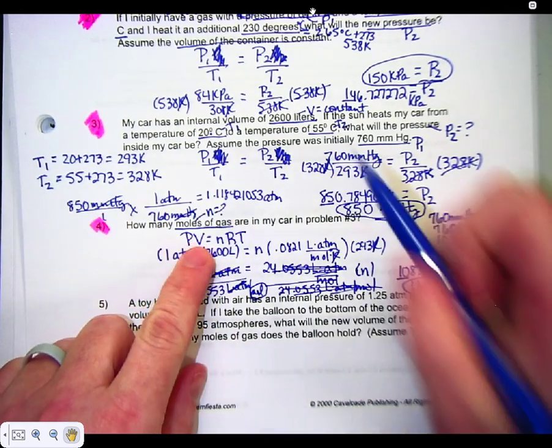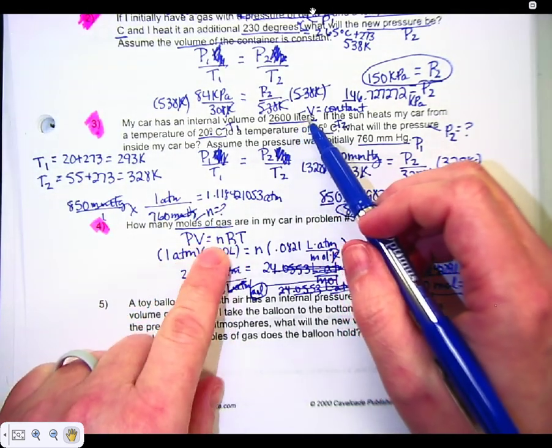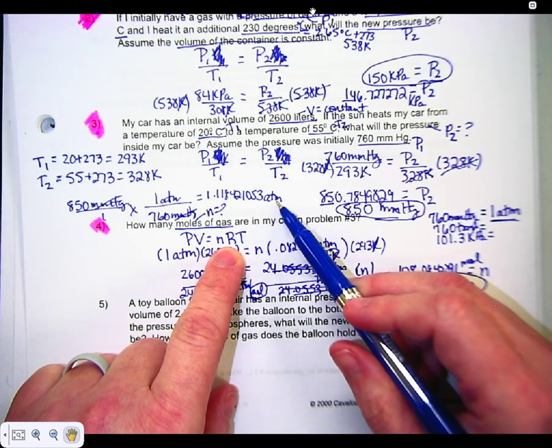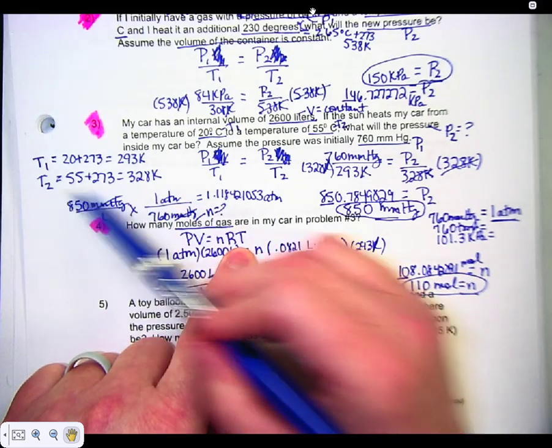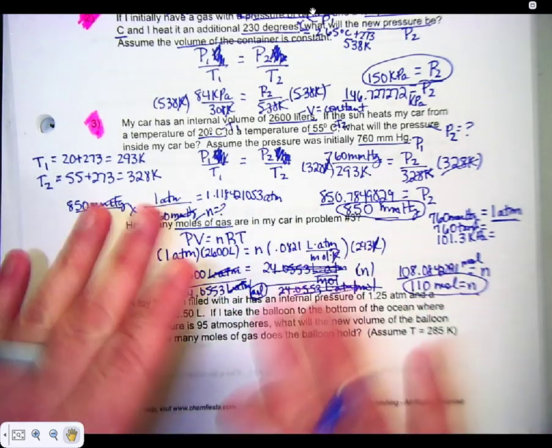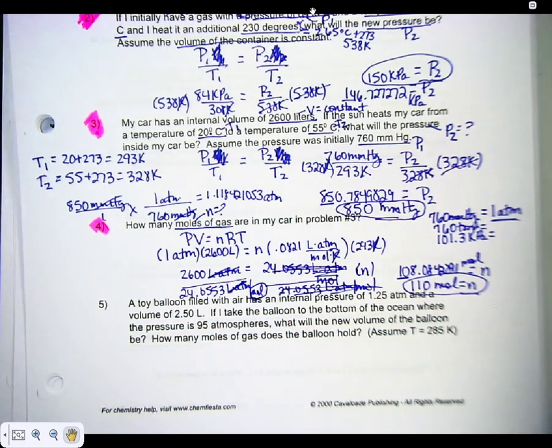So that would be my pressure, P2, so I could plug it in there. Again, my V is 2,600. My N is what I'm solving for. My R would still be the 0.0821 because I'm using atmospheres for my pressure, and then the T would be my T2. So if you wanted to try P2 and T2 and plug those in, you should still get around 110 moles. As long as you're using either all the initials or all the finals, you would get the same answer.